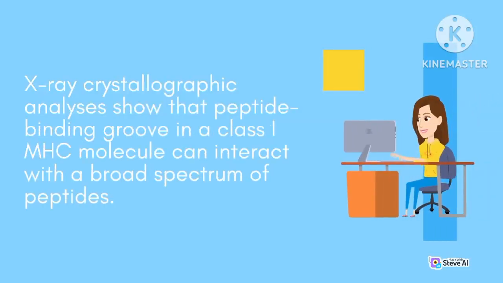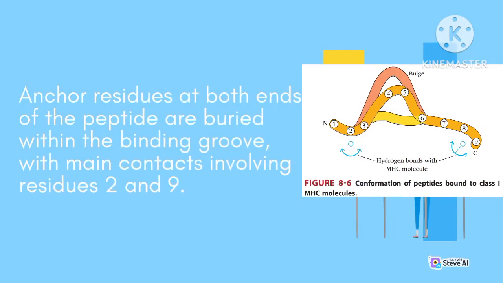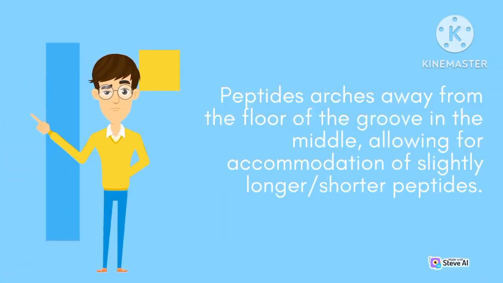X-ray crystallographic analyses show that peptide binding groove in a class I MHC molecule can interact with a broad spectrum of peptides. Anchor residues at both ends of the peptide are buried within the binding groove, with main contacts involving residues 2 and 9. Peptide arches away from the floor of the groove in the middle, allowing for accommodation of slightly longer or shorter peptides.